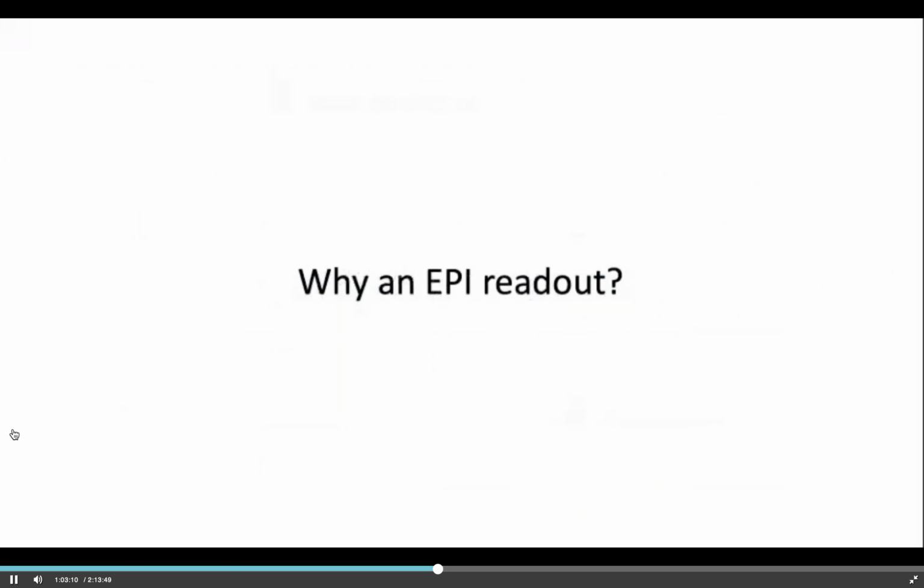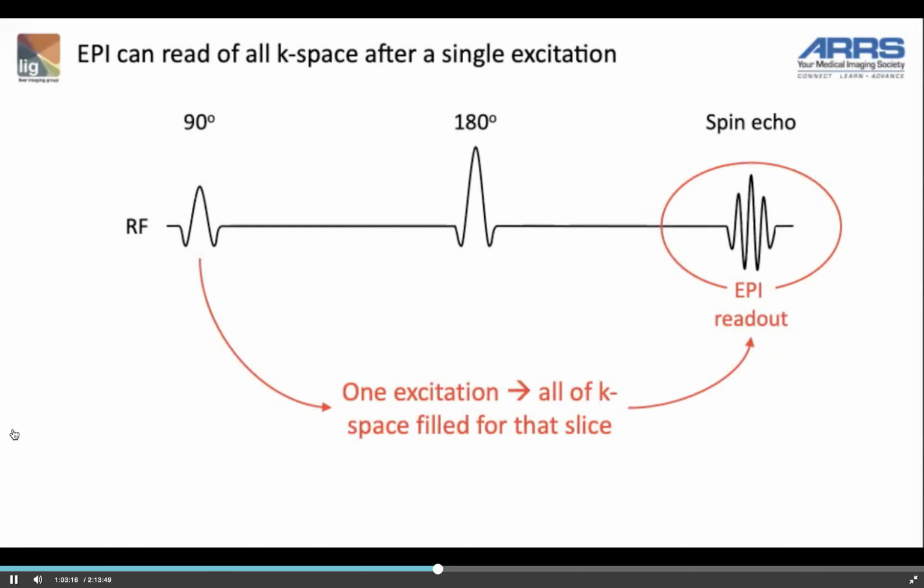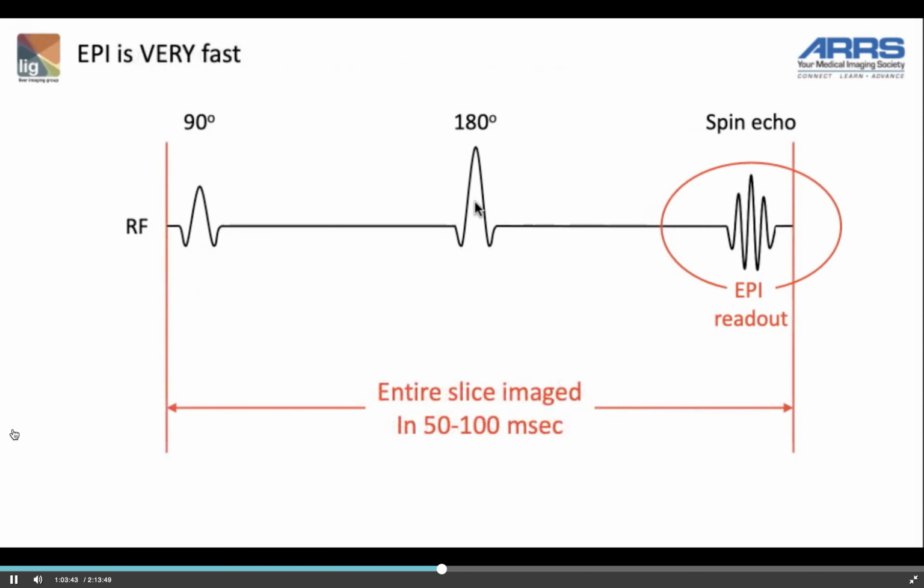So let's talk a little bit about this EPI readout. Why do we want to do an EPI readout? Well, the reason we want to do an EPI readout is that it is extremely fast. When we do an EPI readout, a single 90-degree excitation followed by a single 180-degree refocusing pulse can generate an entire image. All of k-space for an entire image can be reconstructed from a single 90 and a single 180. And this is very rapid. The entire process can occur in less than 100 milliseconds. So think about that. That's less than 1/10 of a second.